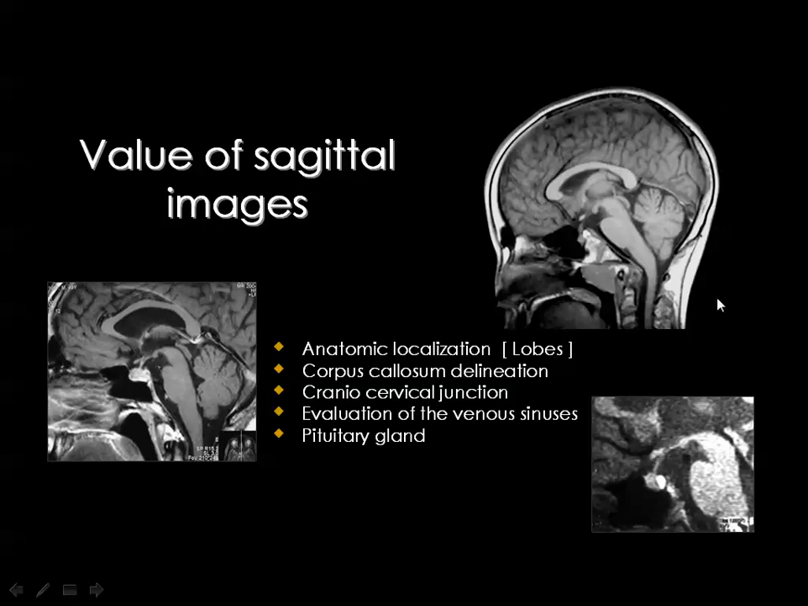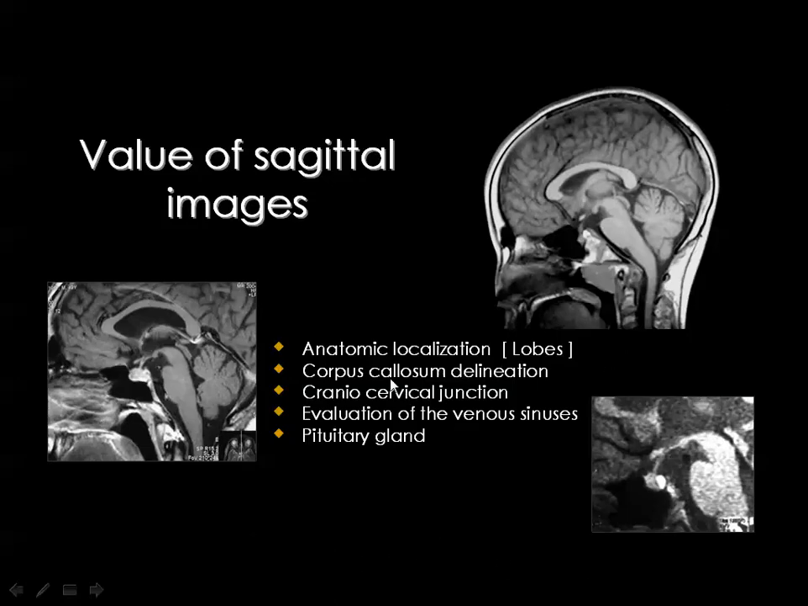In the sagittal image, it's easy to know that this is the frontal lobe, and this is the parietal lobe, and this is the occipital lobe, and this is the cerebellum, and this is the pons, this is the midbrain, and this is the medulla oblongata in a single section. And this is an easy way to identify exactly the site of the lesion.